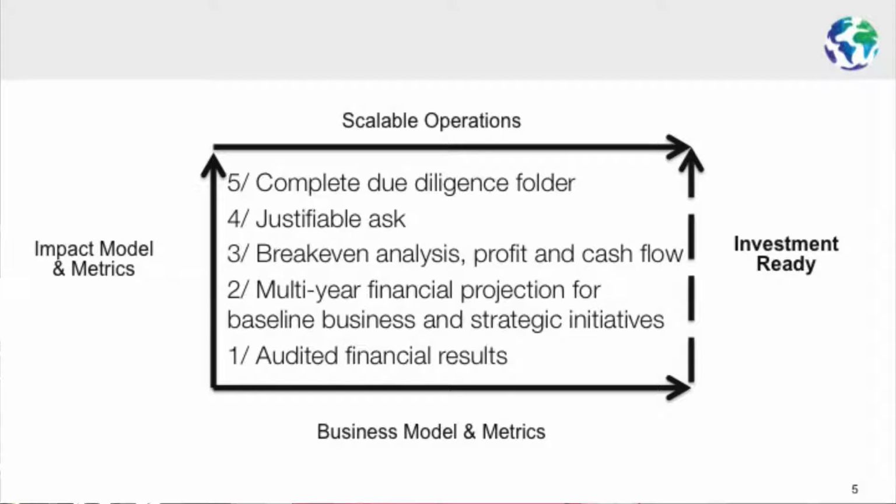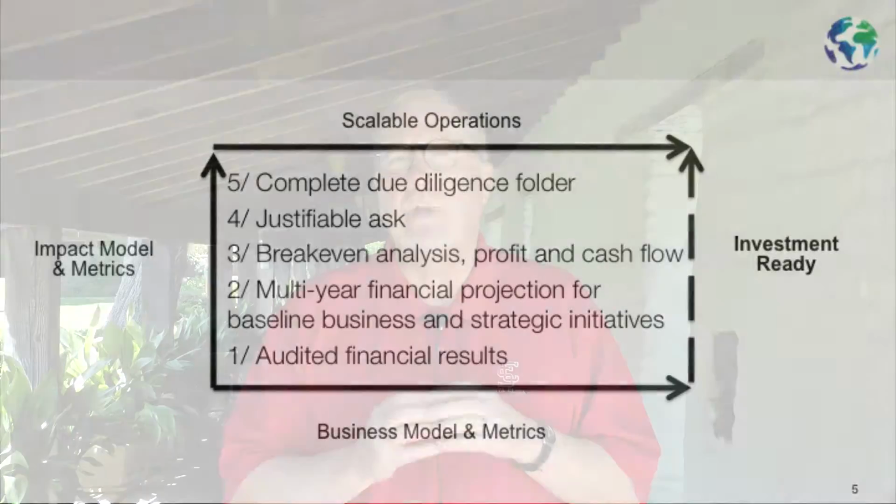Then the structure of the justifiable ask: how much, the type of capital, use of capital, and return. And finally, working on your diligence folder so that you're prepared to answer questions in detail if you get past that first meeting with those investors. So the goal here is to build a sustainable organization, and that's what we're going to get into.